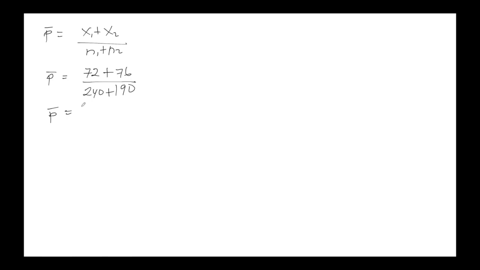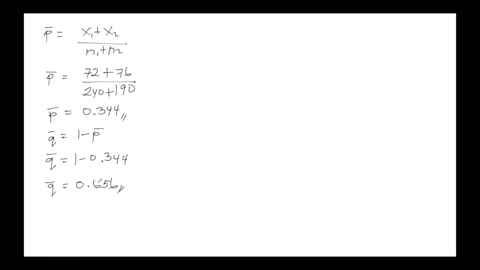So, for p bar, let's have our calculation. I hope you have your calculator with you. 72 plus 76 over 240 plus 190. This will give you, in your calculator, an output of 0.344. And if that is our p bar, for the q bar, again, simple lang naman, 1 minus p bar. So, q bar will be 1 minus 0.344. Upon calculating, this will be 0.656. So, this will be the value of the q bar.